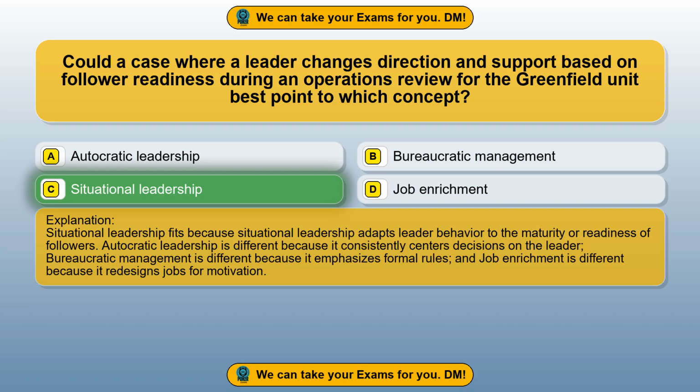Situational leadership fits because situational leadership adapts leader behavior to the maturity or readiness of followers. Autocratic leadership is different because it consistently centers decisions on the leader. Bureaucratic management is different because it emphasizes formal rules, and job enrichment is different because it redesigns jobs for motivation.